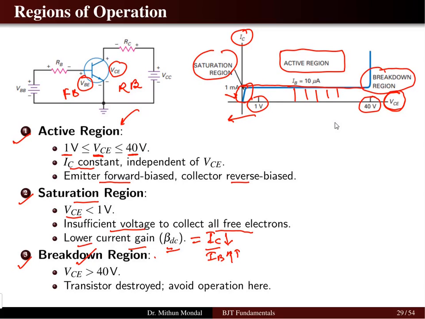Now talking about the breakdown region. In the breakdown region, the collector emitter voltage is greater than the upper limit specified for the transistor, which in this case is 40 volt, and the transistor will be destroyed. You should avoid operation in this region. So in the breakdown region, no operation should be there. All operations should be below the breakdown region.